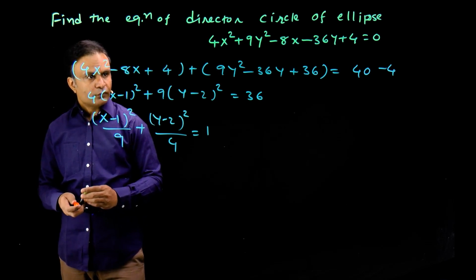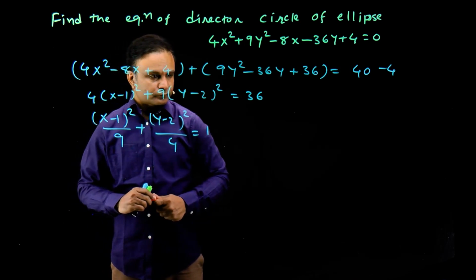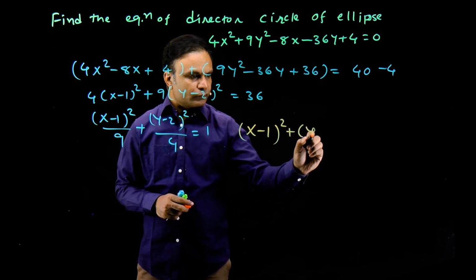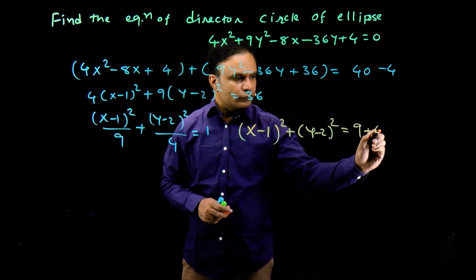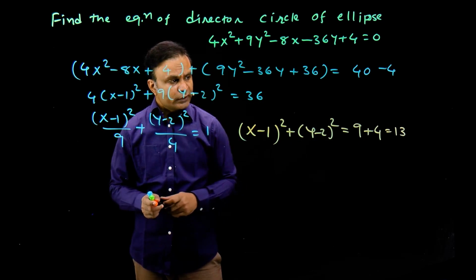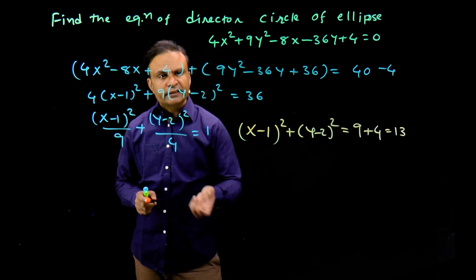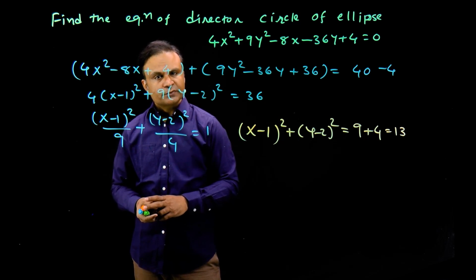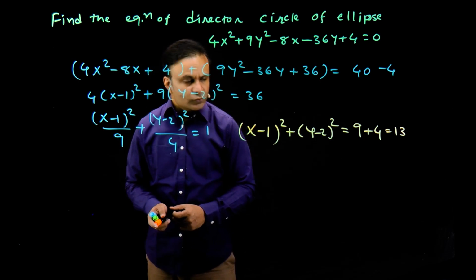So equation of director circle will be x minus 1 square plus y minus 2 square is equal to 9 plus 4, that is 13. The radius of director circle is root 13 and center is 1, 2. The center of director circle is same as center of ellipse. These two are concentric, ellipse and director circle. Even auxiliary circle has also same center.